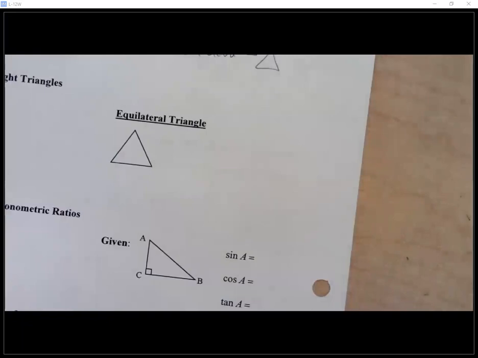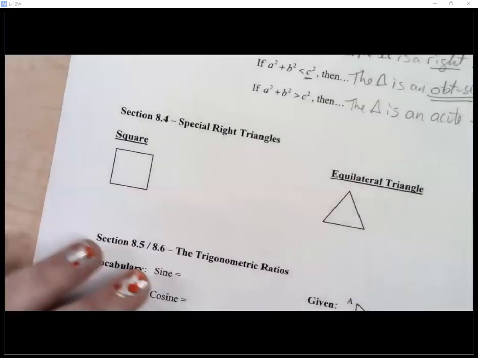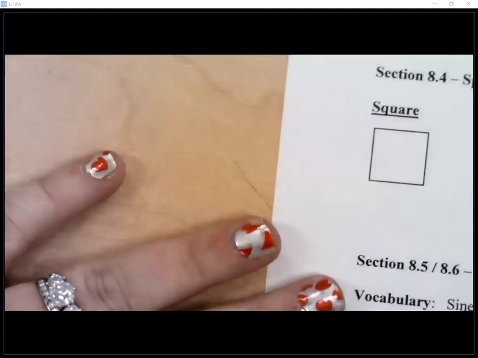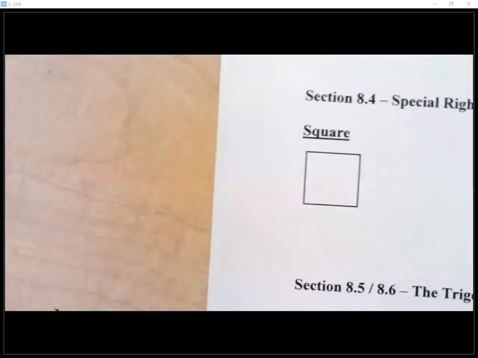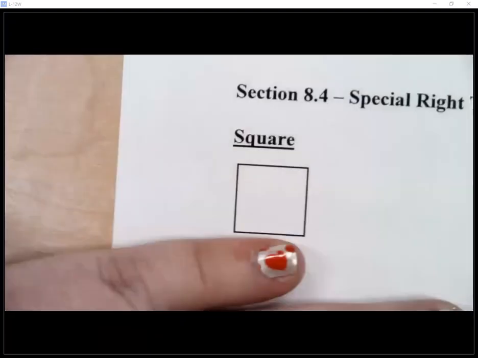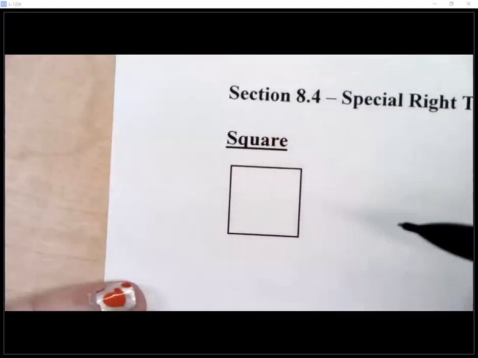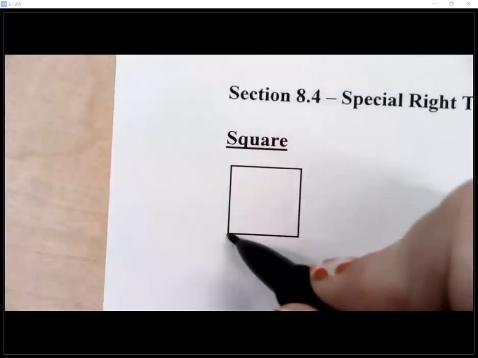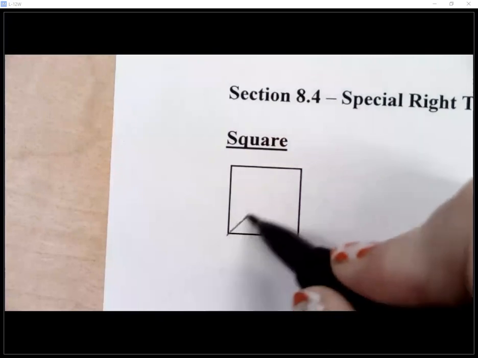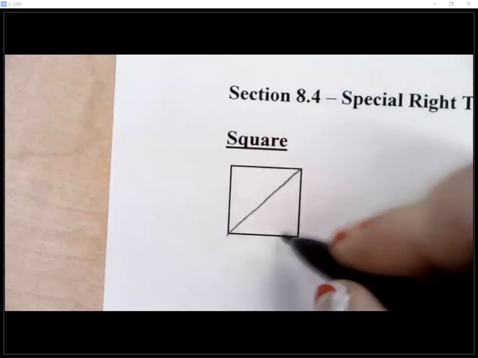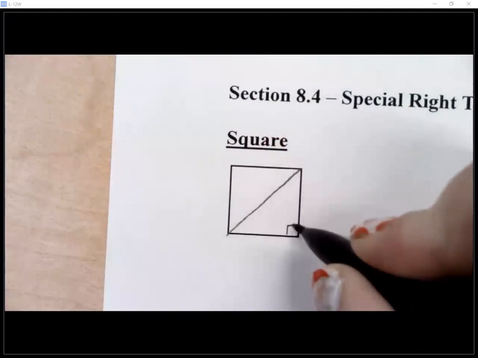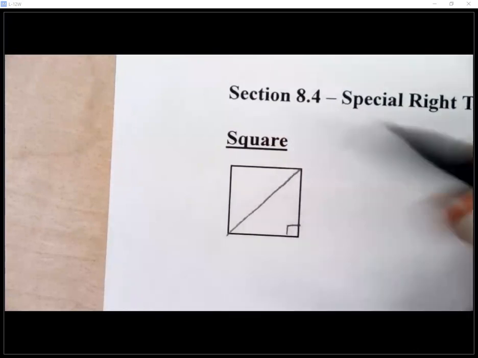All right, there are 2 special right triangles that we're going to learn about. The first one, you can create by taking a square and just drawing in one of its diagonals. It doesn't even matter which one. Tell me what you know about this triangle now. Obviously, that's a 90-degree angle because it's a square, right? Tell me other things you know. What kind of triangle is that?